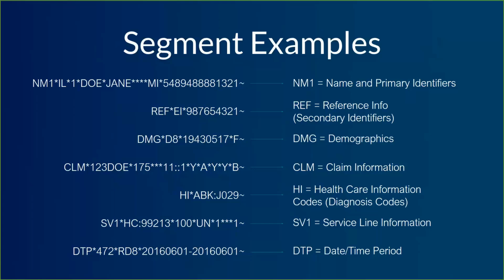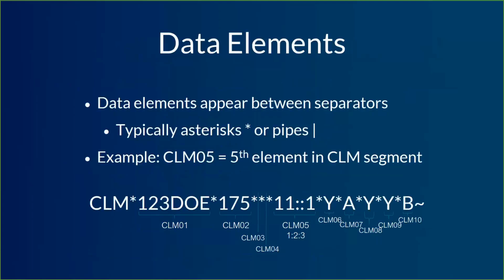And lastly, but not leastly, we have DTP, which is a date time period. So again, fairly easy to recognize it based on the code. All right, so that's segments. Let's now delve a little bit into data elements. And data elements are the bits that appear after the segment beginner, and they're going to contain all of the good, gory details that we need to figure out what's going on.